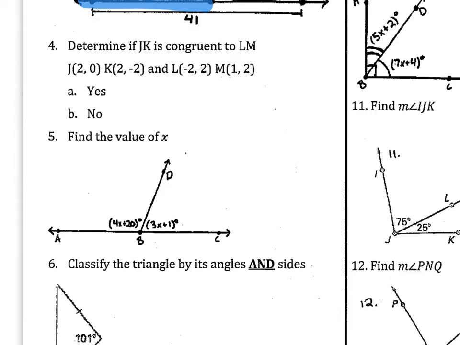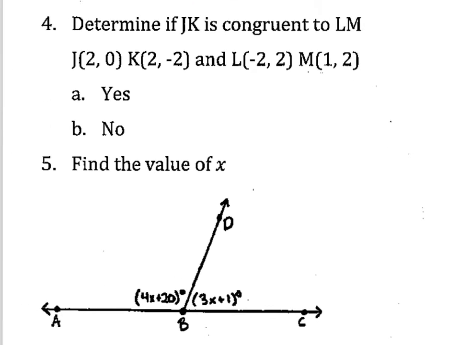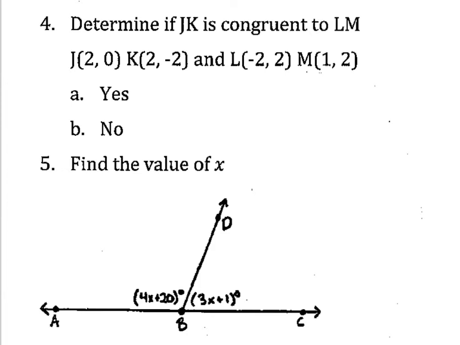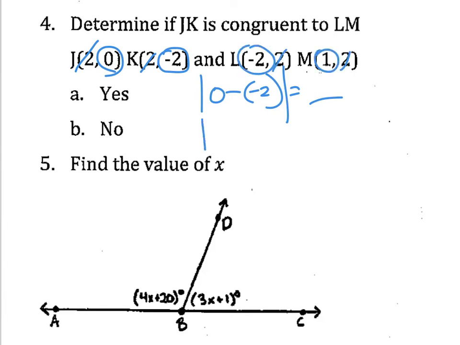And number 4, determine if JK is congruent with LM. If they're congruent, I mean if they're the same length. Now remember what we had talked about. Don't worry about these guys, they're the same, but what do you have to do with these 2 numbers? Subtract those 2 numbers and take their absolute value. That's how far away you are from 0. Here, these are the same, so you're going to use these 2 numbers. So you're going to take the absolute value of negative 2 minus 1. And what do you get? If you get the same number, then they're congruent. If you get a different number, they're not.